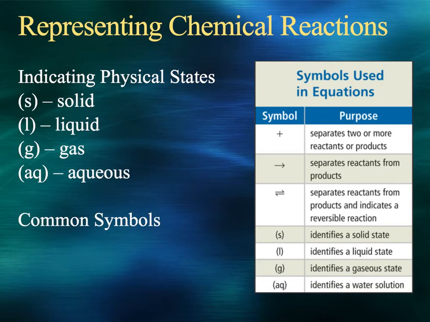Don't forget, we have to indicate which state of matter things are in. We've seen this before, but I'm just drawing your attention back to it. So S was solid, L was liquid, G is gas, AQ means aqueous, which was dissolved in water. Over here on the right-hand side, some more common symbols that are used in reactions. The plus sign separates 2 or more reactants or products. The arrow separates the reactants from the products. This double arrow we're probably not going to see too often, but if you go on and take AP Chemistry and talk about equilibrium, you'll see reactions that can be reversed. They can go both directions. And then down below there, of course, we've got our states that are also on the left-hand side.